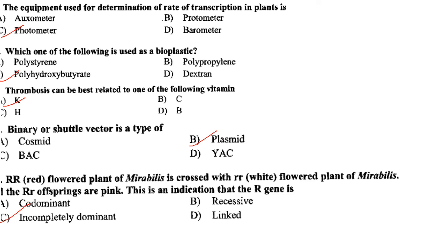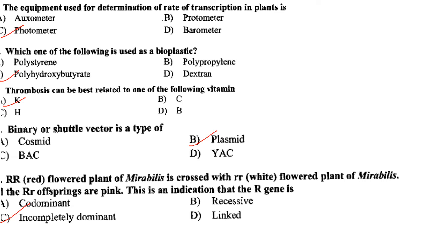Answer is option C. Then thrombosis can be best related to one of the following vitamins. So it is vitamin K. Then binary or shuttle vector is a type of... It is a type of plasmid. The binary vector is a shuttle vector, so called because it is able to replicate in multiple hosts, that is E. coli and Agrobacterium tumefaciens. Shuttle vector is the same thing, that is it is also able to replicate in more than one host. So it is a type of plasmid.